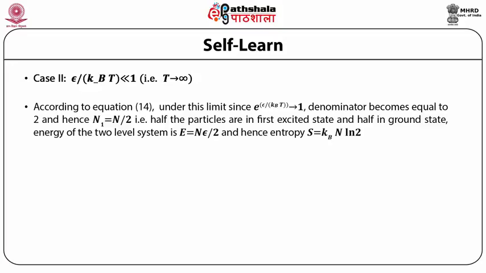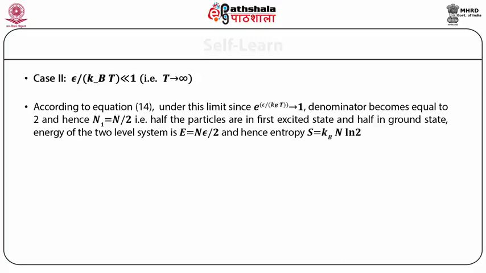According to equation 14, under this limit, since e raised to power epsilon upon kBT approaches 1, the denominator becomes equal to 2 and hence N1 is equal to N upon 2. That is, half the particles are in the first excited state and half in the ground state of the two level system. E is equal to N epsilon by 2 and hence entropy S is equal to kB N log of 2.